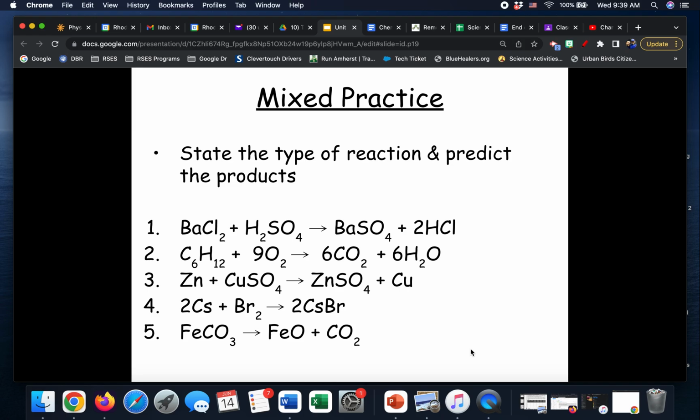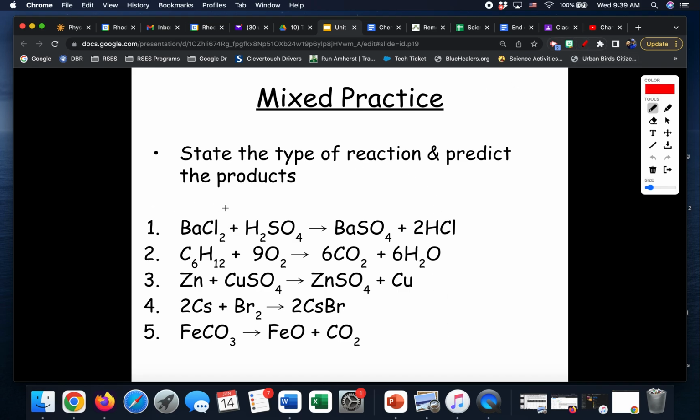So, I'm not going to make you predict the products. That's there for you. Right now, I want you to be able to identify, because you're going to have to identify a lot on the quiz eventually, what type of reaction do we have? So maybe press pause and in your head say one's a combustion, two's synthesis, whatever you think, and then I'll go over it. Press pause first.